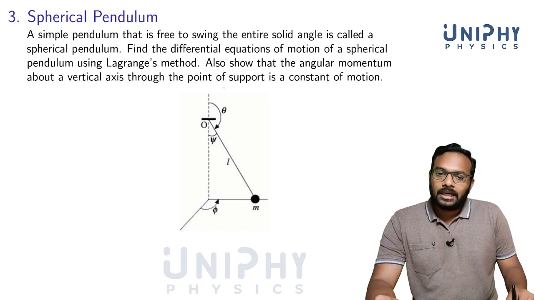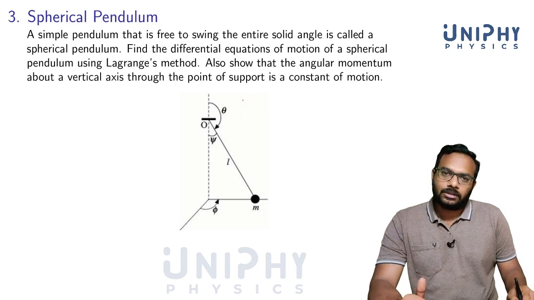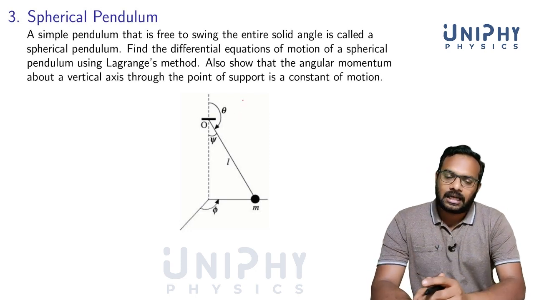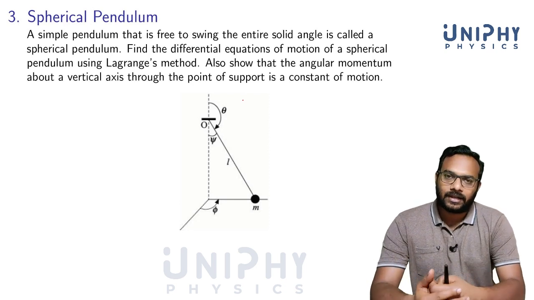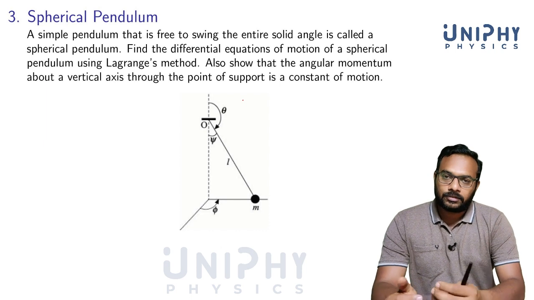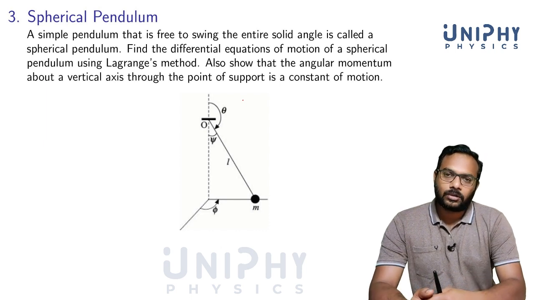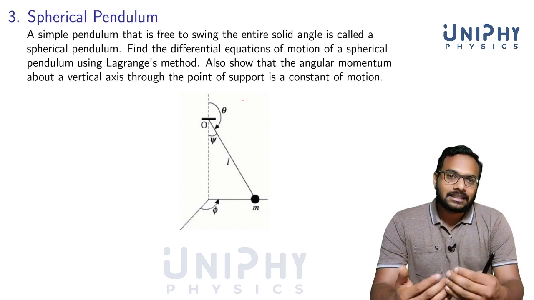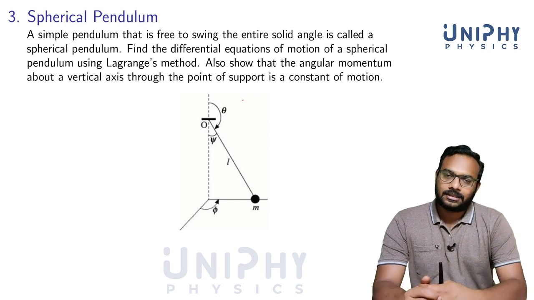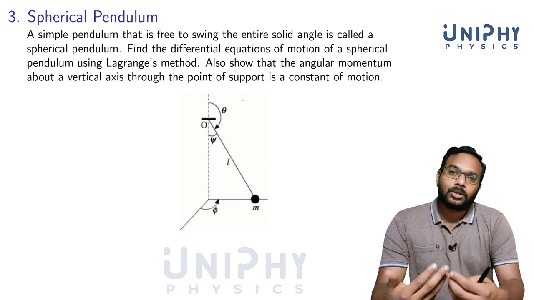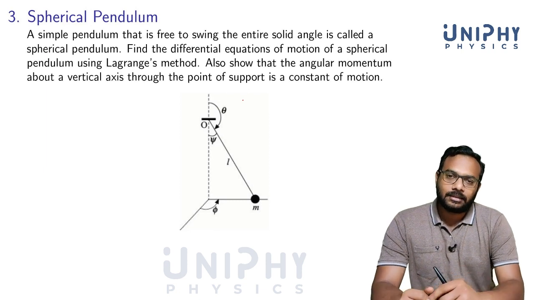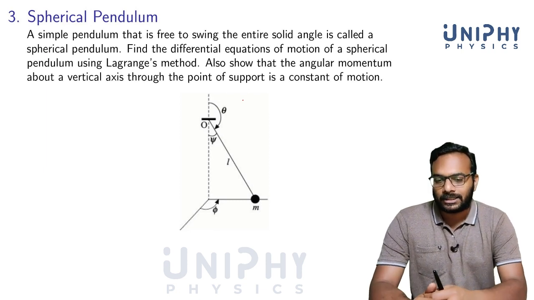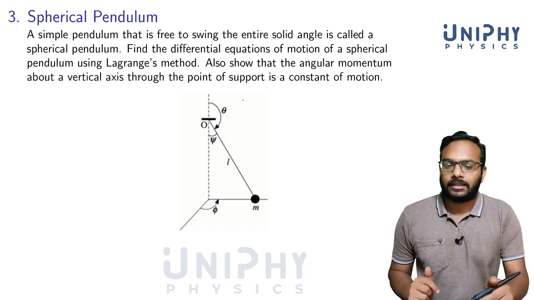Also show that the angular momentum about a vertical axis through the point of support is a constant of motion. So in short, we are asked to find the Lagrange's equation, and we are asked to identify a constant of motion. Okay? So we already saw a trick to identify the constant of motion. If certain coordinates are cyclic, right? If certain coordinates do not appear in the Lagrangian, then the momentum conjugate to that particular coordinate will be a conserved quantity. Okay? That's what we need to find here.